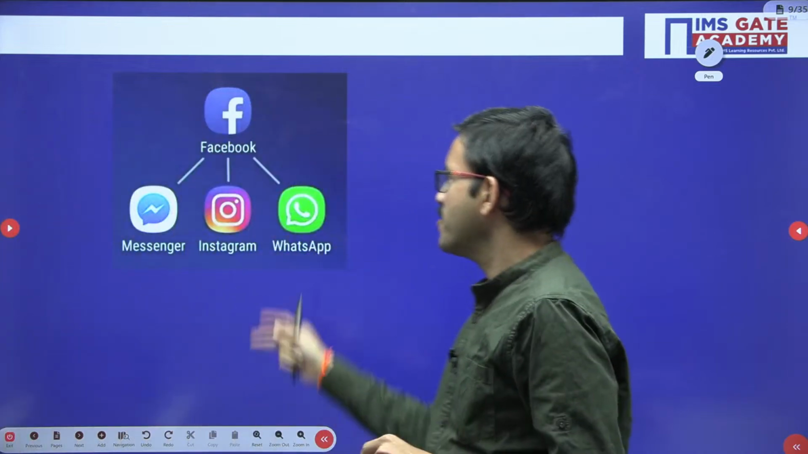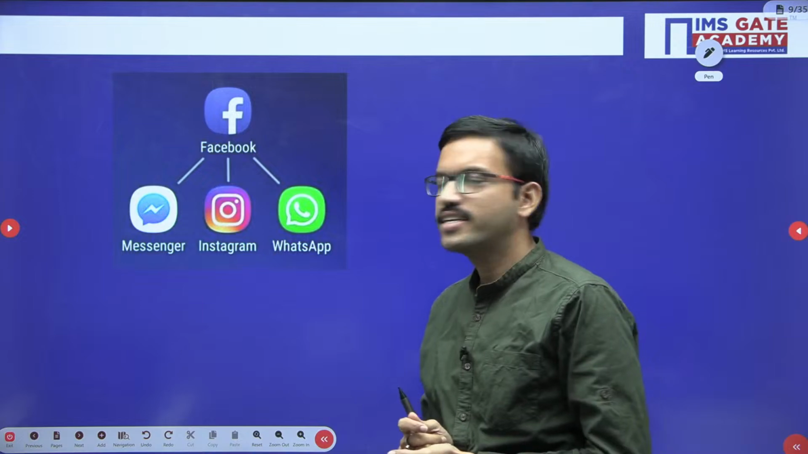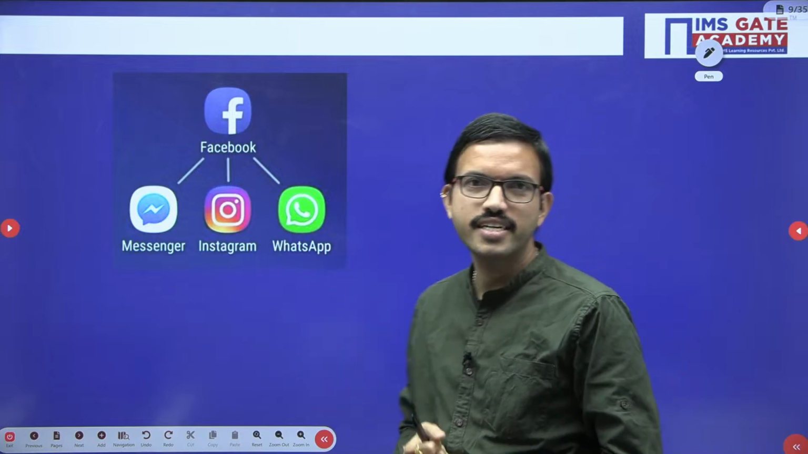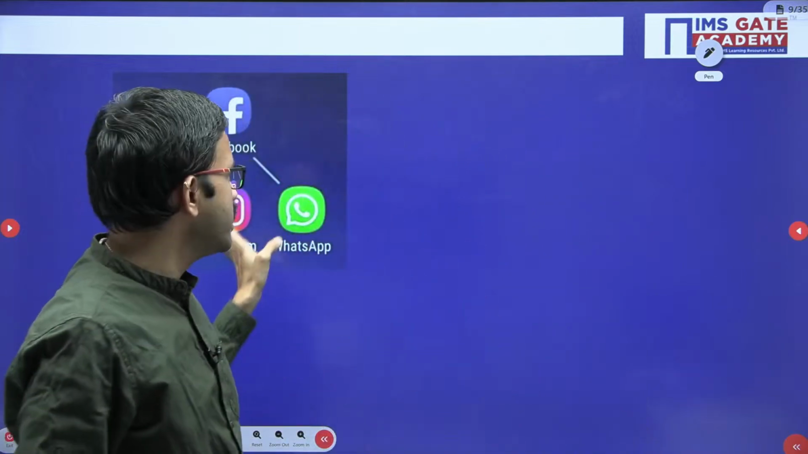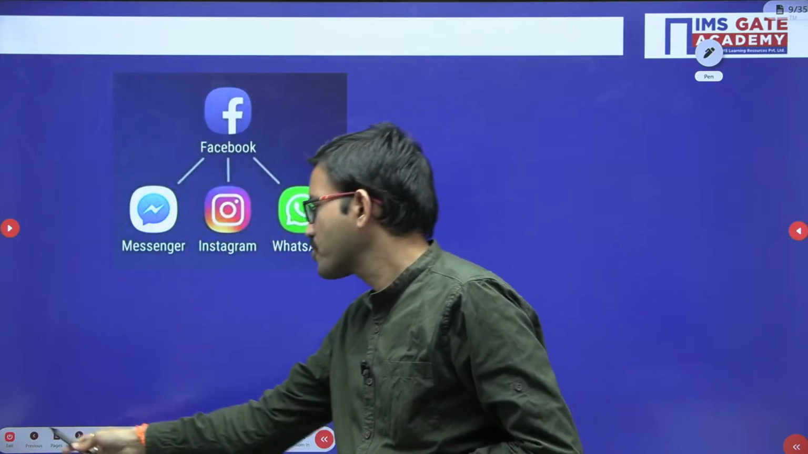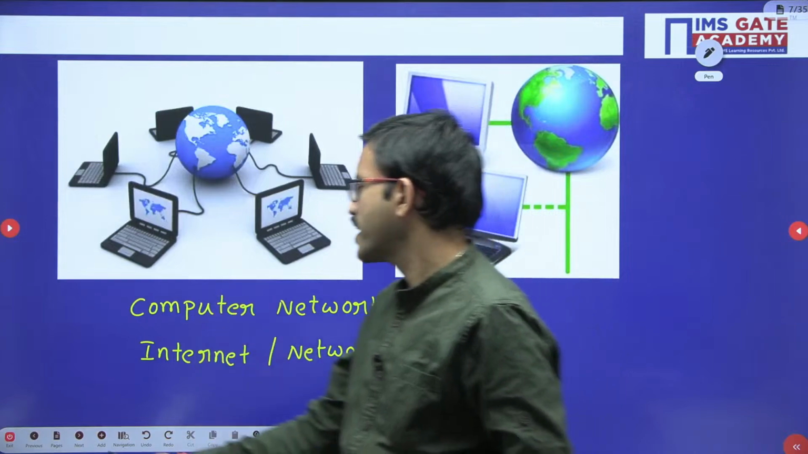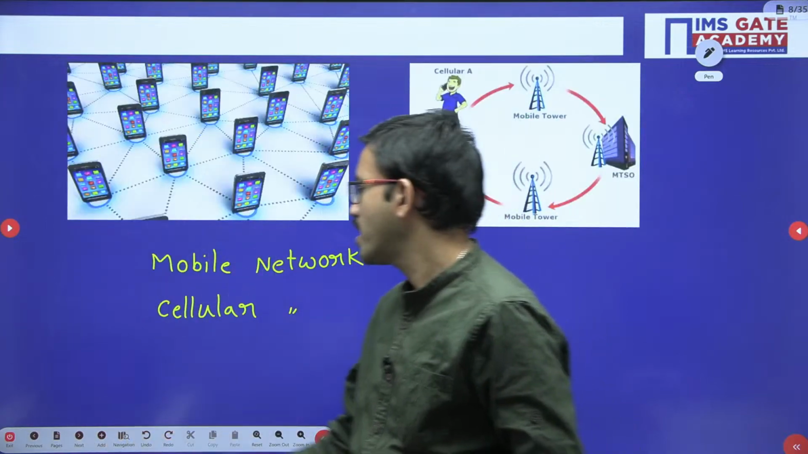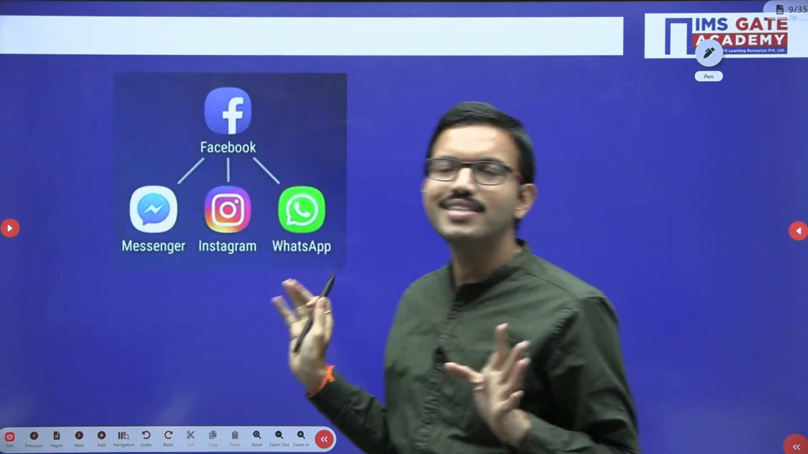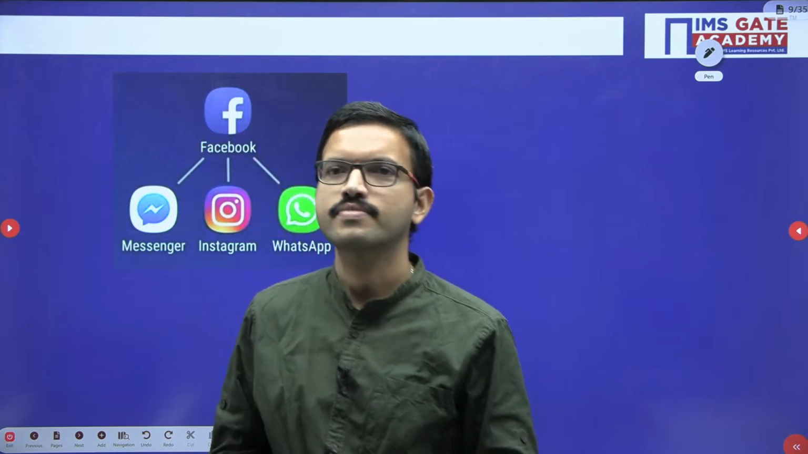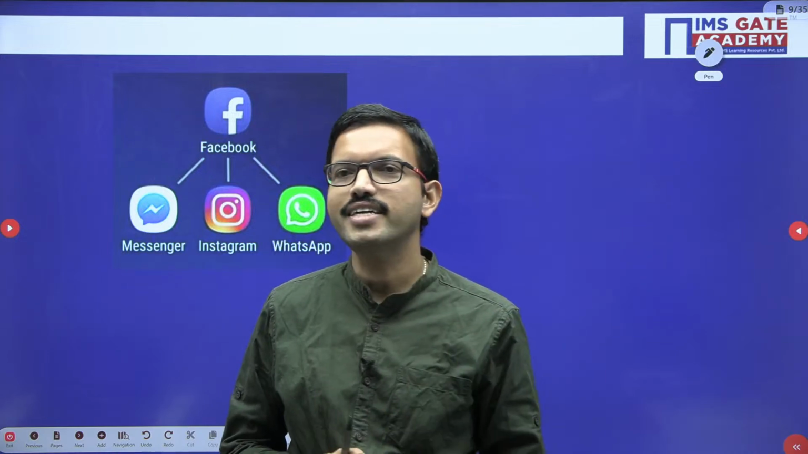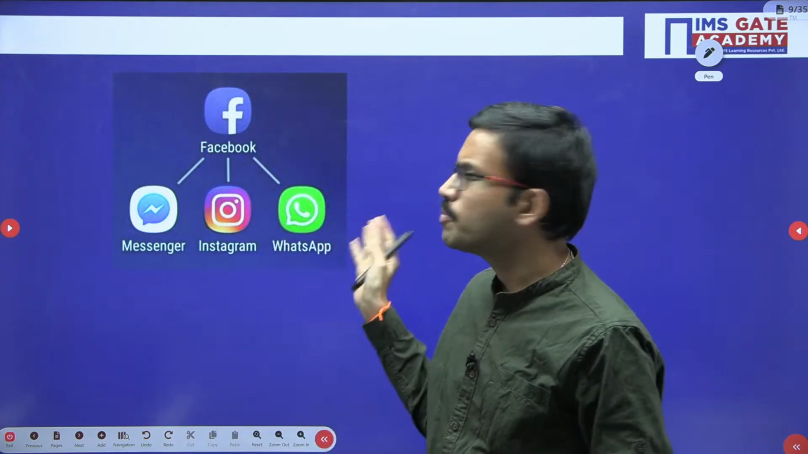Nowadays, we have various social networking apps. You might be using Facebook, WhatsApp, Instagram, Messenger, etc. So all these are social networks. If you observe the networks I have shown, the first slide is a computer network, the second slide is a mobile network, and the third one is social networking. If you observe all three, what is the common point? Any guess? I have used the term network in all the three slides. So what is the common point in all the three?